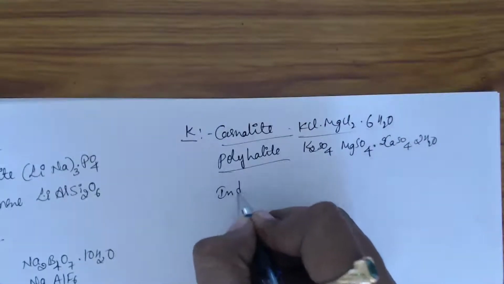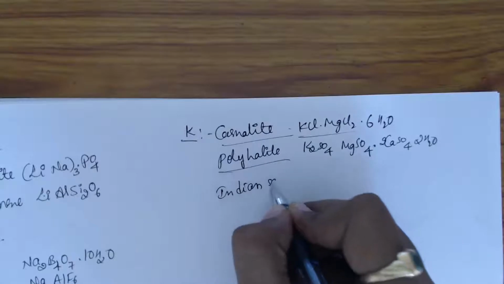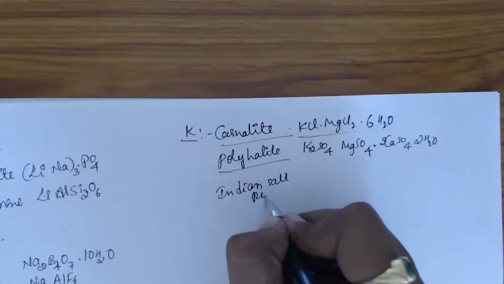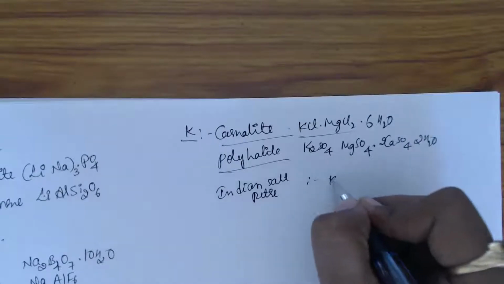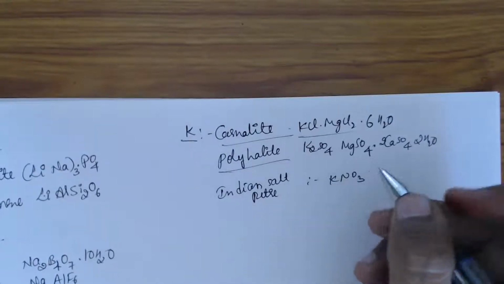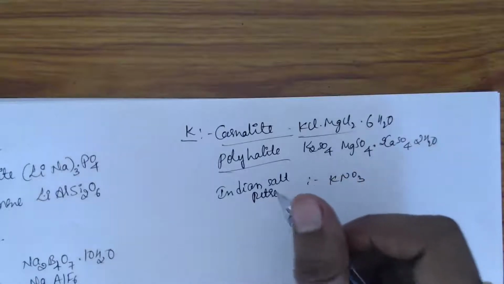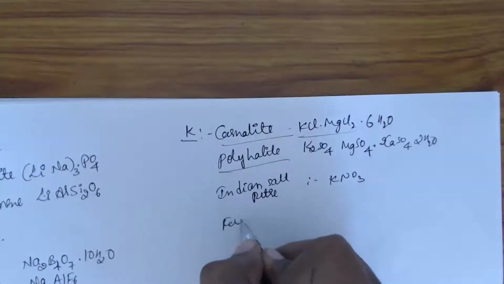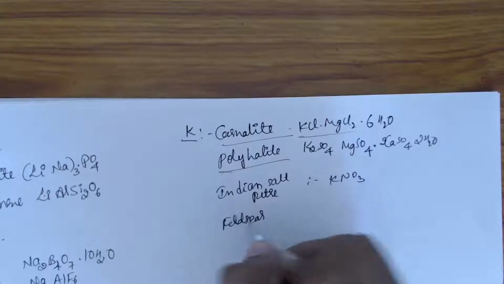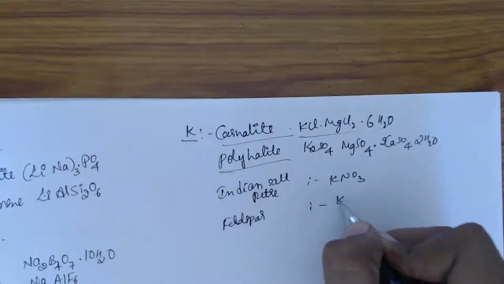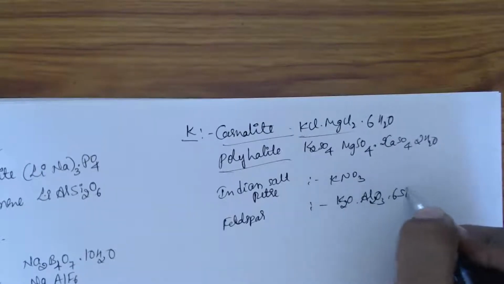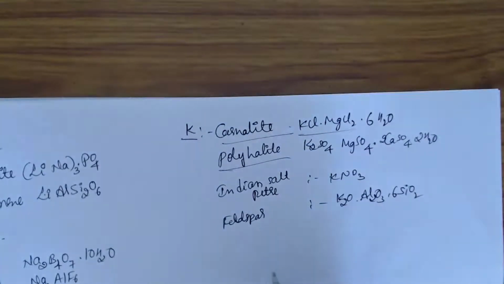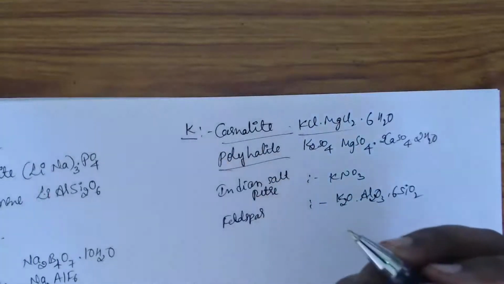An easy trick is there. You have to remember this. You have to be thorough with this. Keep on practicing every day; you will get it. Another one is KNO3, nitrate, called Indian saltpetre, and feldspar. This feldspar means K2O.Al2O3.6SiO2. So these are the ores of potassium.